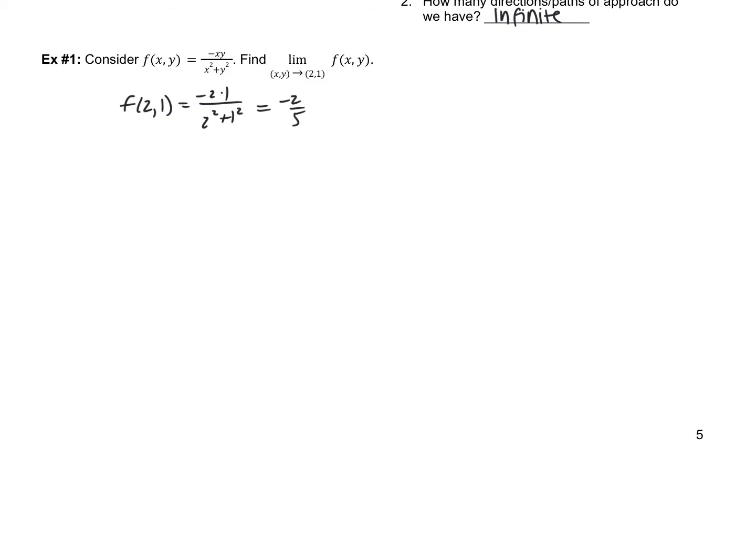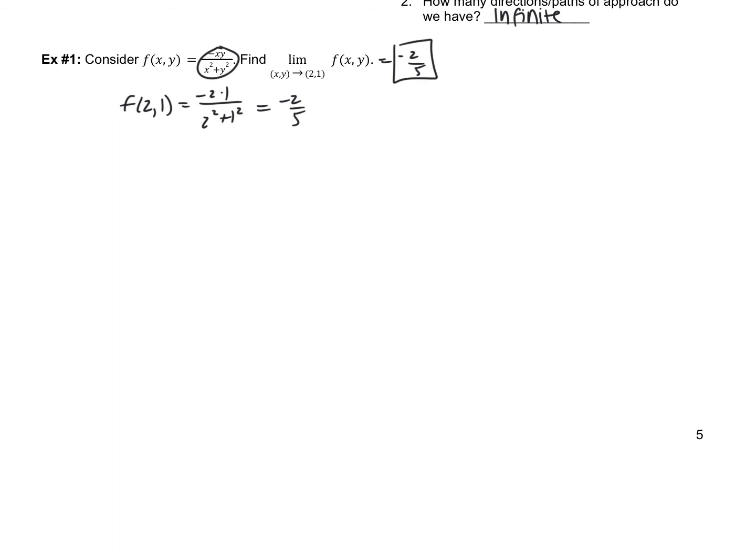Before we just say that that's our answer, we have to ask ourselves, is there anything funky going on around -2/5? Could there be an asymptote? Could there be any holes? Anything like that? Hopefully we know that that's not the case. That denominator is never going to be 0 unless x and y are 0. So our limit ends up being -2/5.